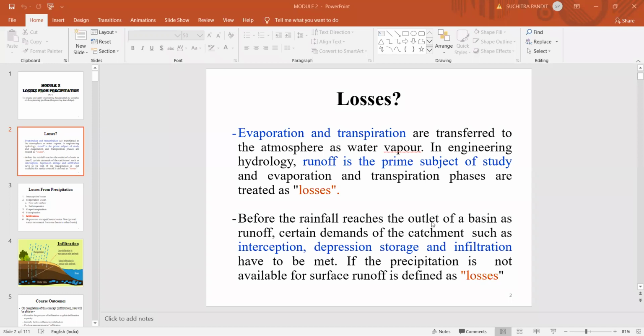This volume of runoff finally joins the natural stream. Before the rainfall reaches the outlet of a basin as runoff, certain demands of the catchment must be met, such as interception and depression storage, where depressions on the ground surface are filled with rainwater. A major part of the rainwater infiltrates into the ground, which is called the infiltration process. If the precipitation is not available for surface runoff, it is defined as losses.